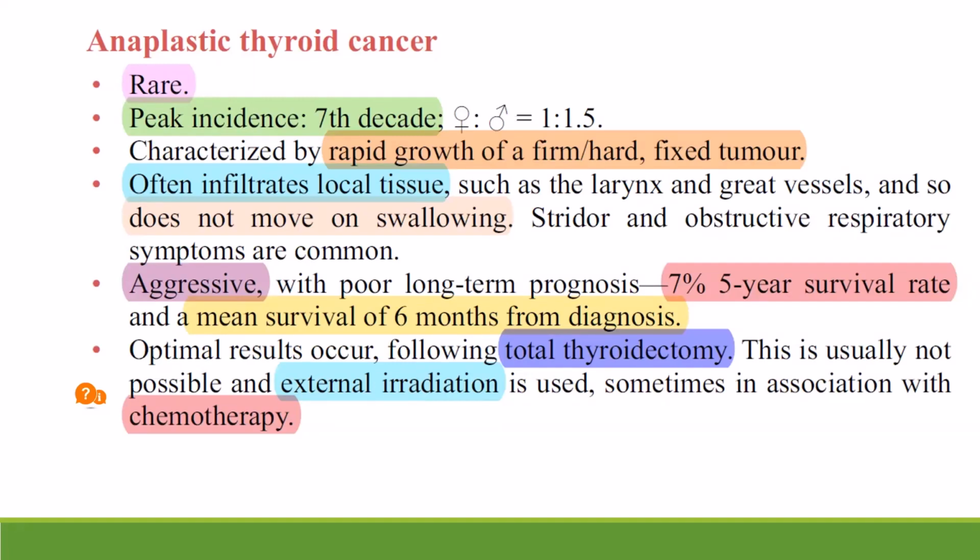How to treat anaplastic thyroid cancer? By total thyroidectomy, but this is usually impossible. So external radiation and chemotherapy are the best next options. Actually, this was a question in a previous exam. They asked about the management of anaplastic thyroid cancer. If total thyroidectomy cannot be performed because the tumor is near some vital organs, external irradiation and chemotherapy can be an alternative to surgery.